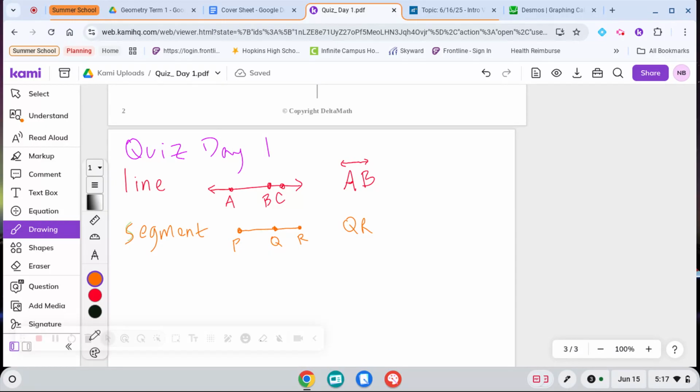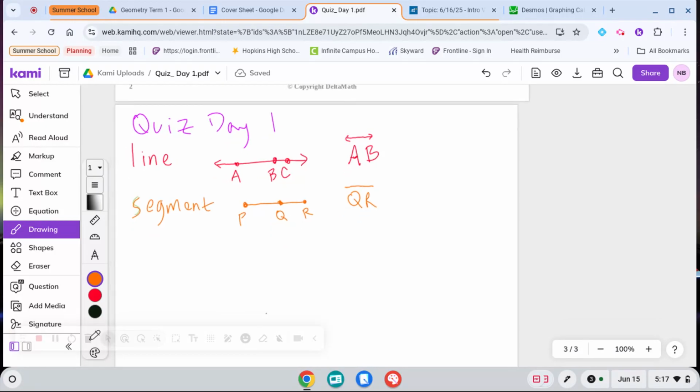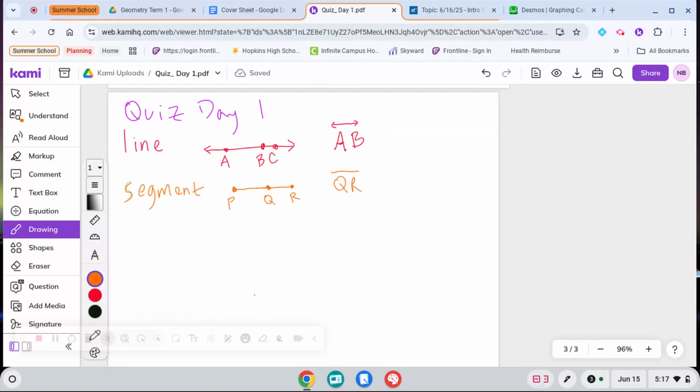And then to tell a reader or someone that's looking at work that it's a segment, what you're going to do is use just a little mini segment, no arrows on either side. With a segment, what happens is it starts and it stops. It does not continue in both directions. So that's the difference between a line and a segment.